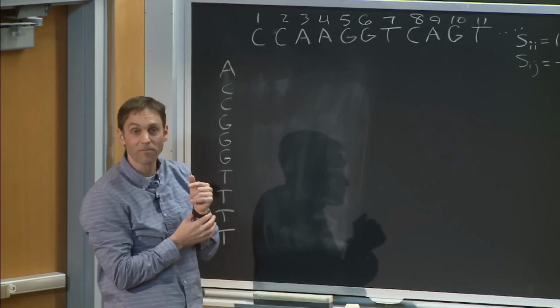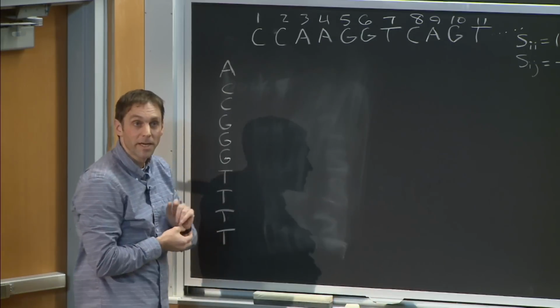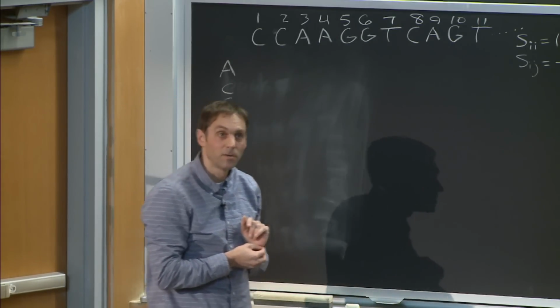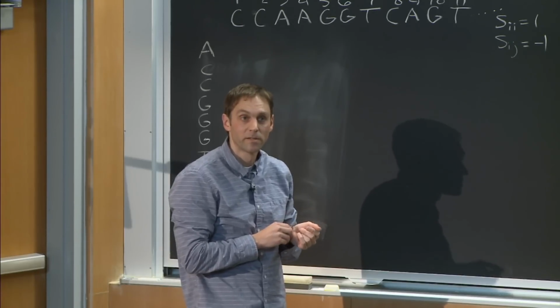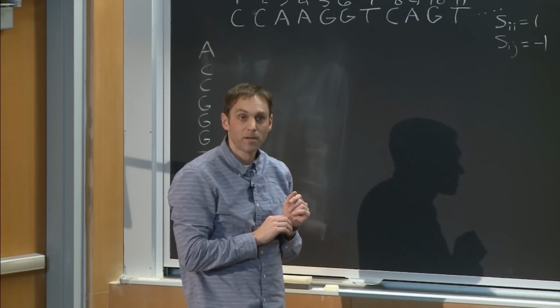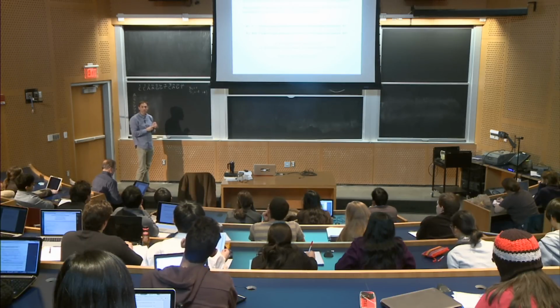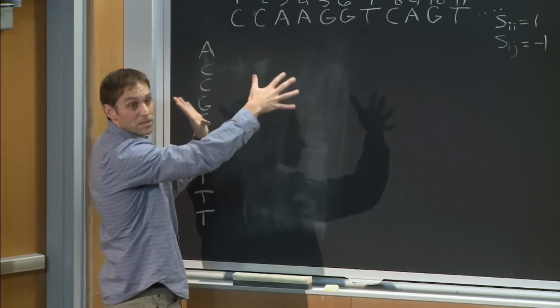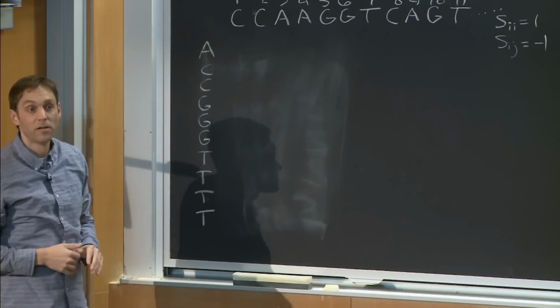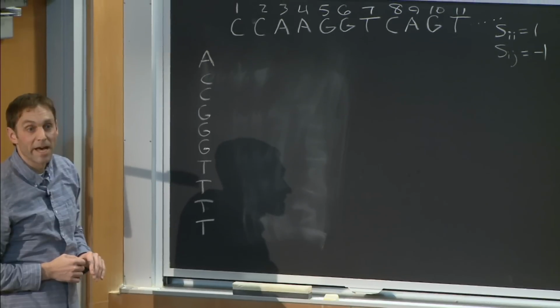Any idea? This will be our first algorithm, and it's not terribly hard, so that's why it's a good one to start with. Not totally obvious either. Who can think of an algorithm, or some operation that we can do on this sequence compared to this sequence, that will help us find the highest scoring match?